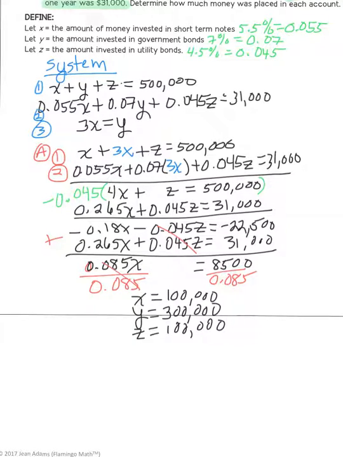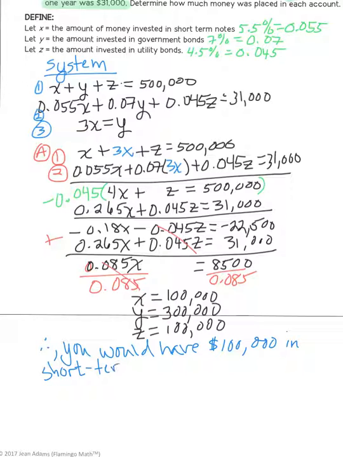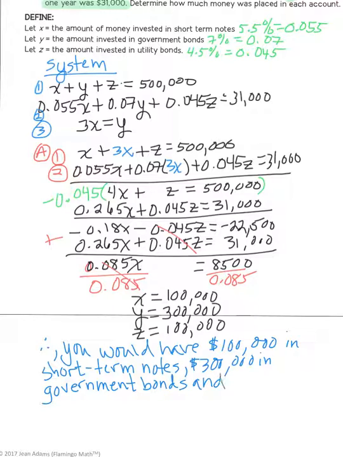So, therefore, all right, let me use blue. Therefore, you would have $100,000 in short-term notes and $300,000 in government bonds, and $100,000 in utility bonds.